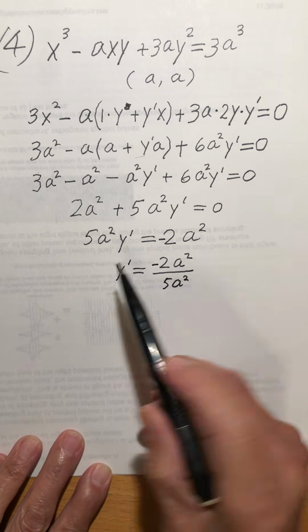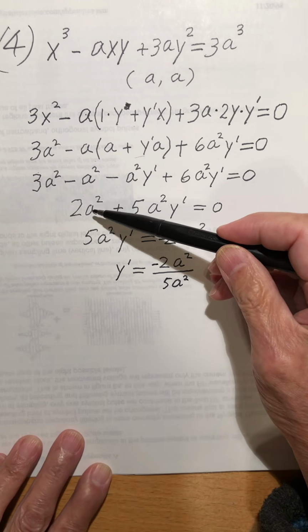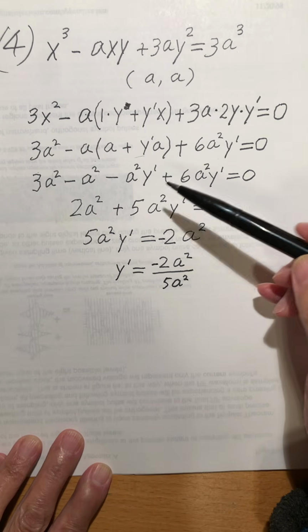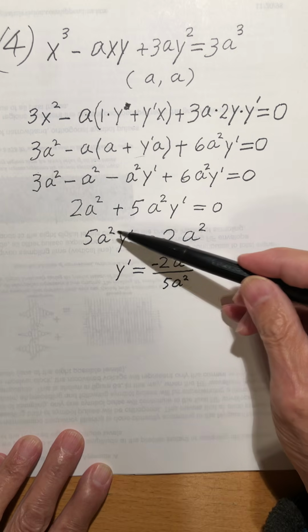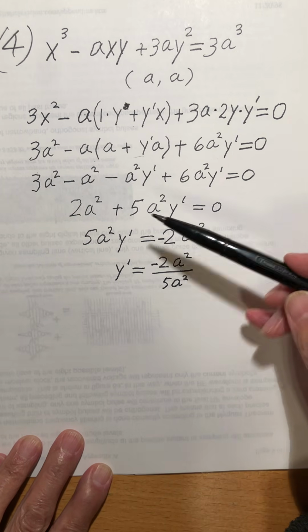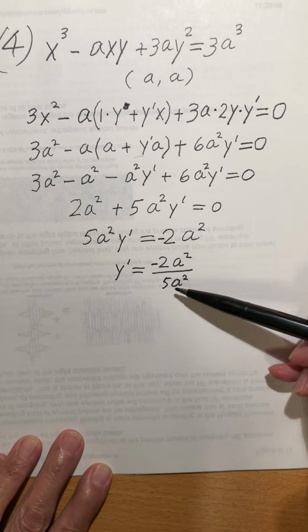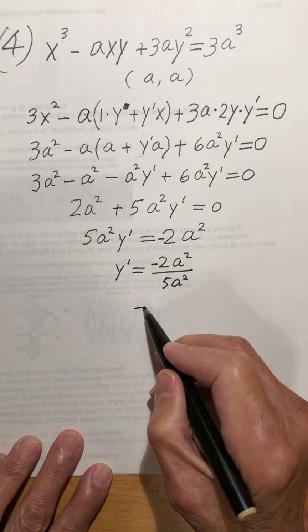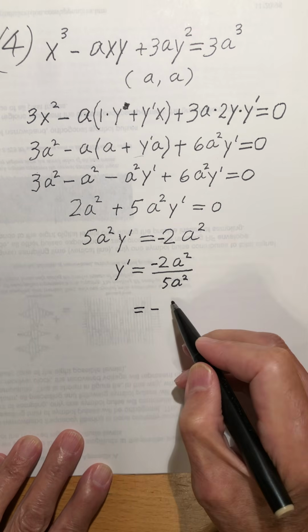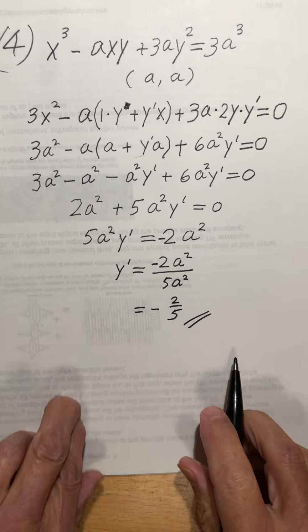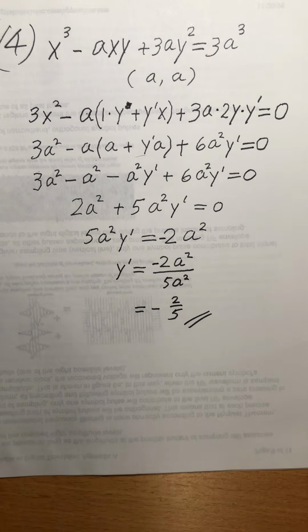As I said, here you should notice that a squared can be cancelled because the right-hand side is 0. If you don't notice that, then you see a squared here on the left and a squared on the right. It can be cancelled. Now you should see a squared can be cancelled, all right? So the answer is negative 2/5. So that's number 4.